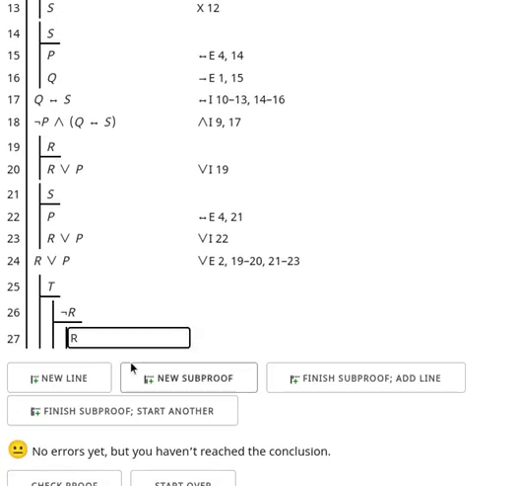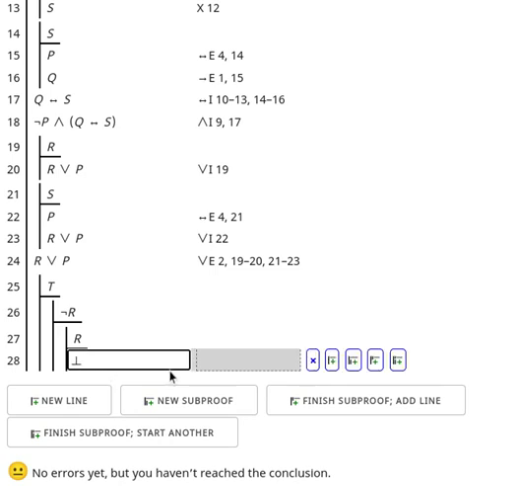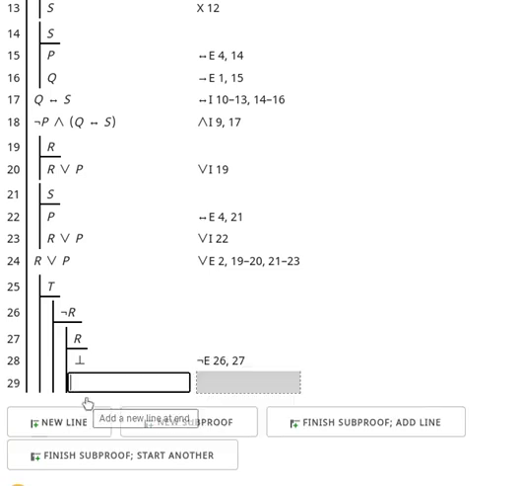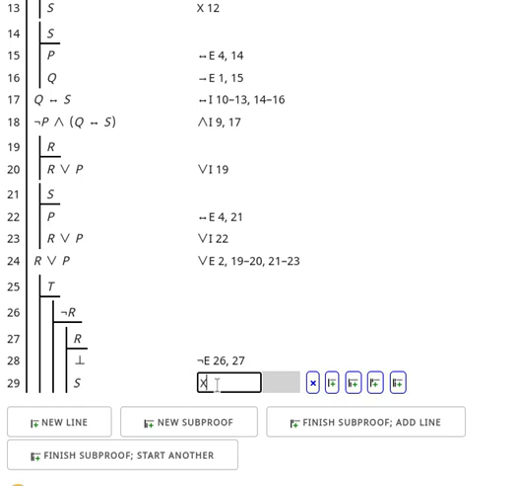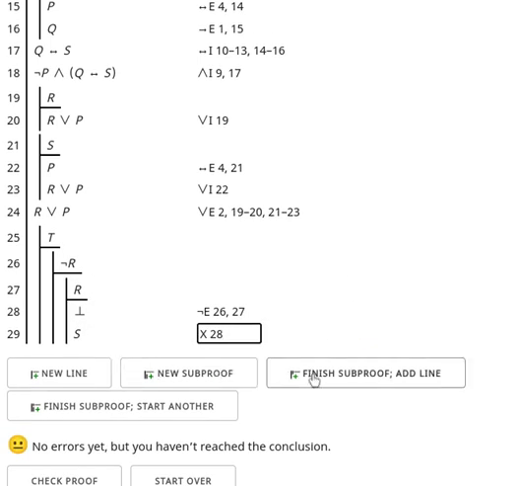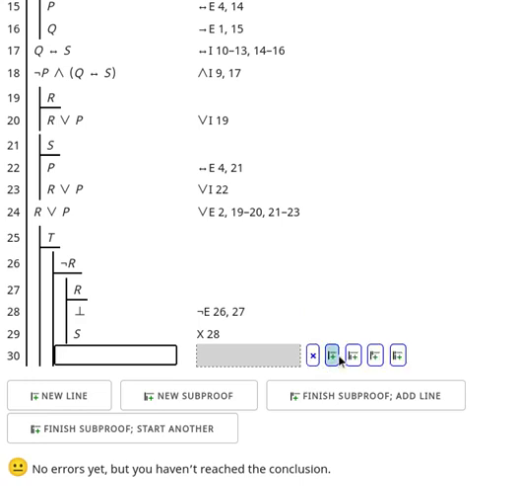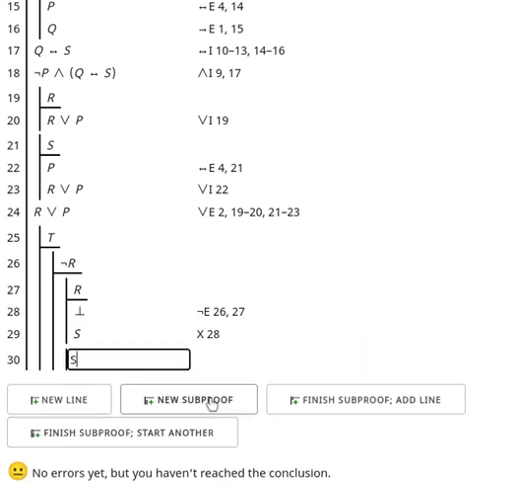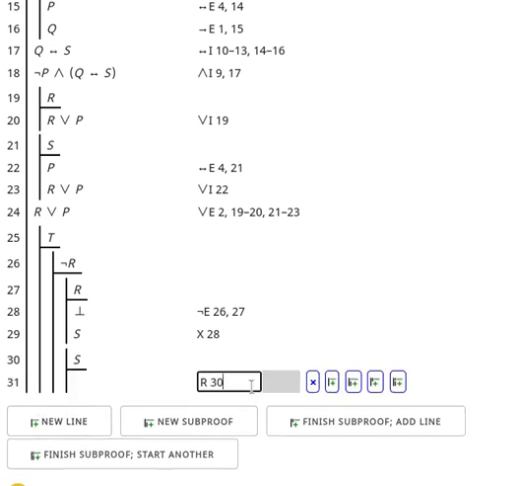So if we have R, then we have a contradiction, and that's negation elimination on 26 and 27. Then you would have S by X on 28. In the other case, we would have S, and then we could just reiterate line 30 to get S again.